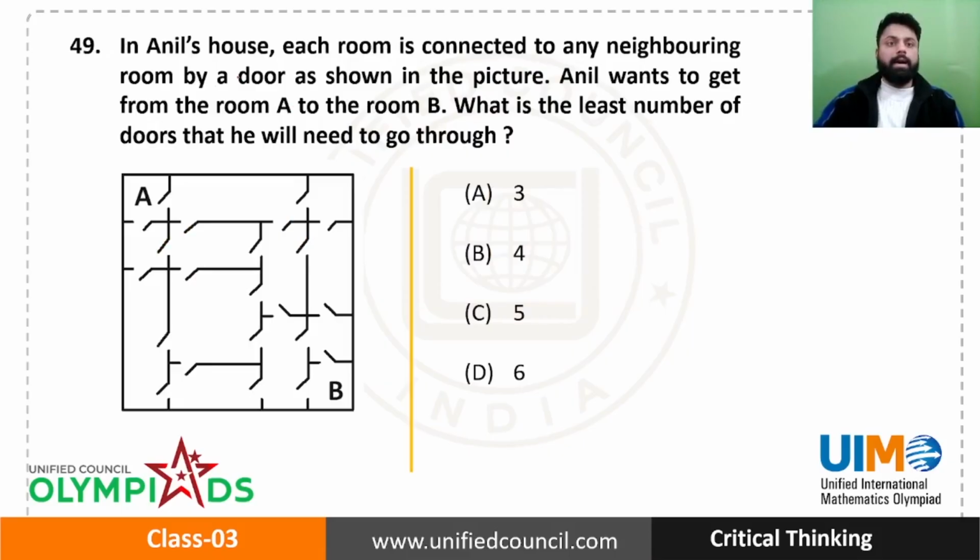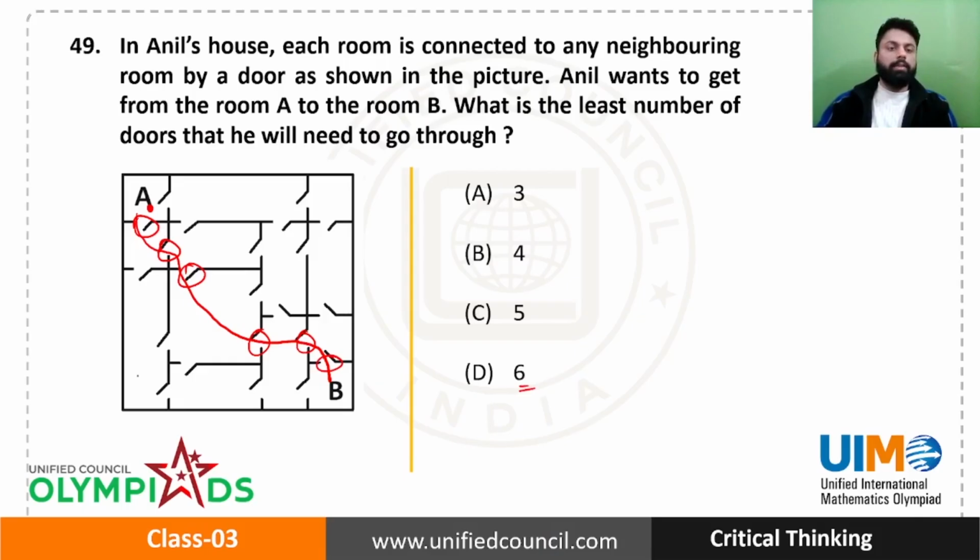In Anil's house, each room is connected to the neighboring room by a door as shown in the picture. Anil wants to get from room A, here is Anil, to B. What is the least number of doors he will need to go through? So let's suppose Anil starts from here, then he will go this side, he will go this side. See, Anil starts from here, he will go like this, and he will reach door B. So 1, 2, 3, 4, 5, 6 doors.